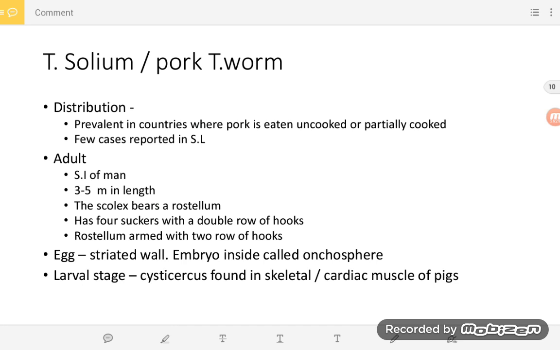We will discuss this during the egg morphology, so don't worry. The larval stage is called Cysticercus cellulosae. If they ask about the infective stage or the larval stage, you have to write the full answer: Cysticercus cellulosae, which is found in the skeletal or cardiac muscle of the pig. So the pig is the intermediate host. In cardiac and skeletal muscles, we can see the larva, the Cysticercus cellulosae.